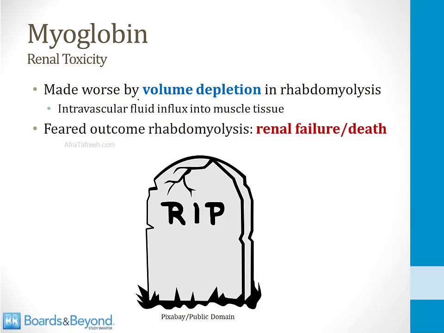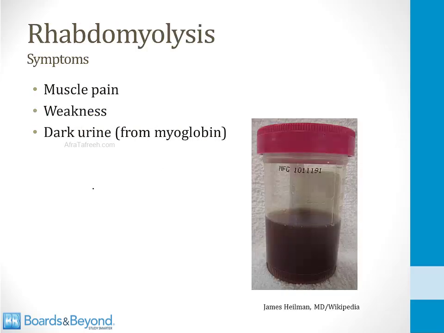The renal toxicity of myoglobin is made worse by volume depletion that occurs in rhabdomyolysis. Intravascular fluid influxes into the damaged muscle tissue. This causes a decrease in circulating volume and makes the renal failure and the renal toxicity of myoglobin worse. And the feared outcome of the syndrome of rhabdomyolysis, as I mentioned before, is renal failure and death from renal failure. The symptoms of rhabdomyolysis are muscle pain, weakness, and dark urine from the myoglobin.